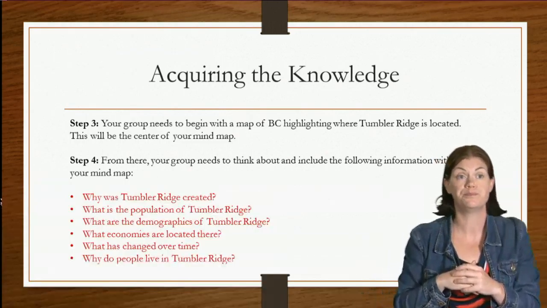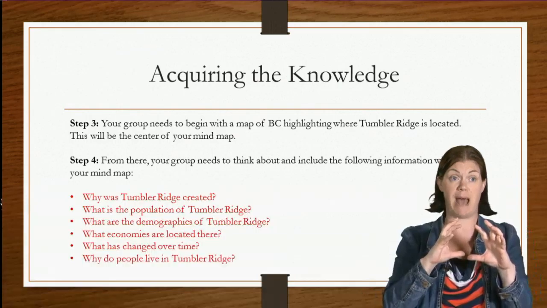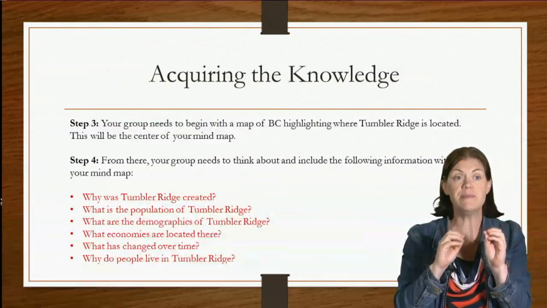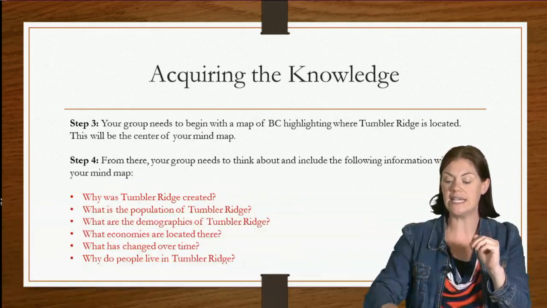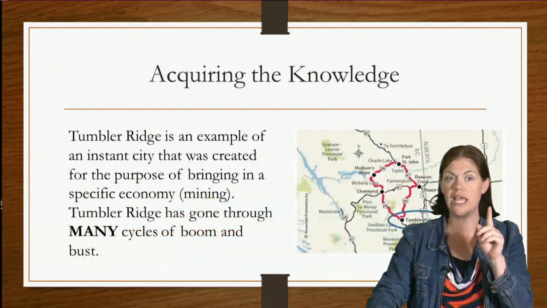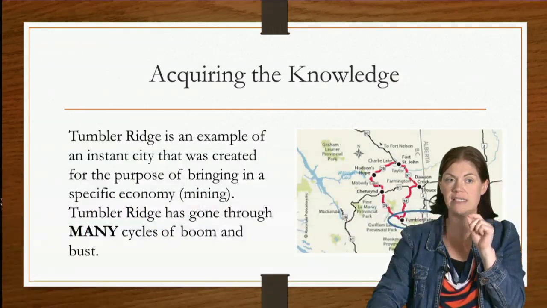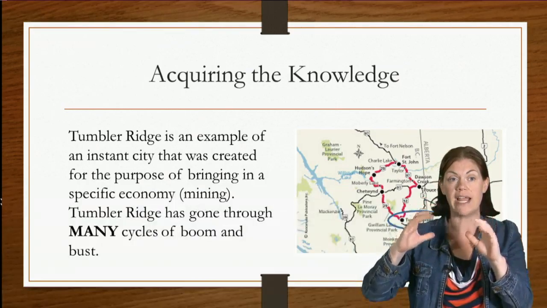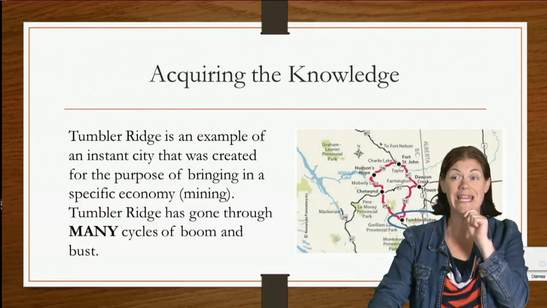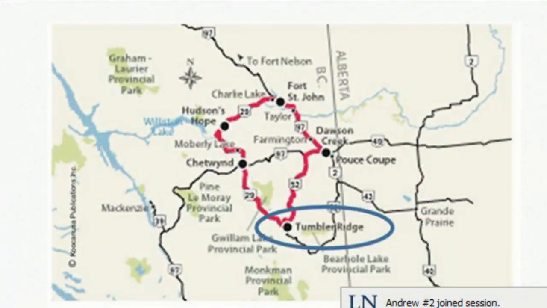Okay. So I've given you kind of a bit of a starting point for your mind map. Okay. Your group needs to begin with a map of BC. So kind of like what I did over here on this slide, you guys, you noticed I started with a map of BC. Okay. I've only screen captured a certain part of it, right? I've also included this map in the assignment as well. But you can see that I've highlighted where Tumbler Ridge is, right, you guys?